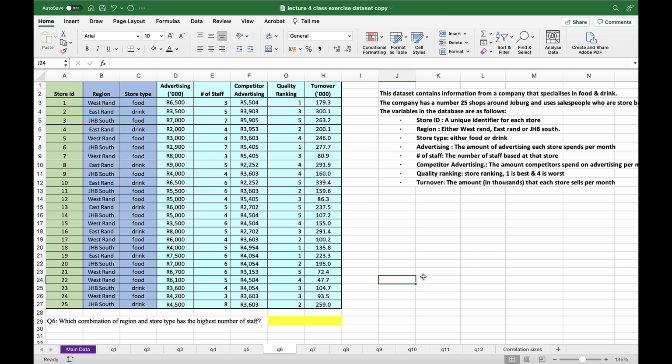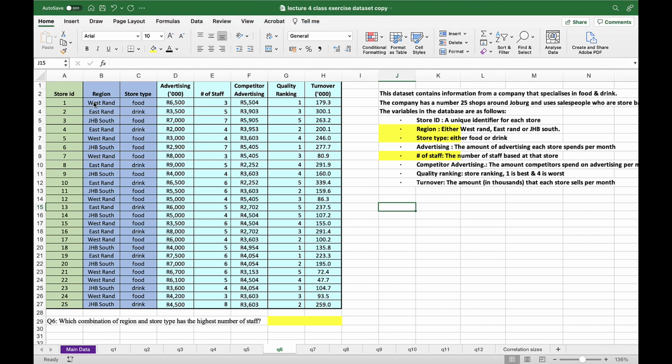Question 6 says, which combination of region and store type has the highest number of staff? So we're looking at region, so I'm going to highlight region. We're looking at store type, and then we're looking at the number of staff. So I've highlighted these three things.